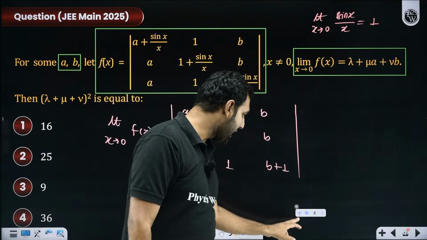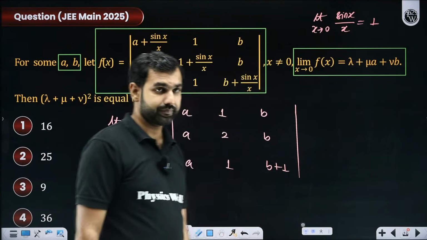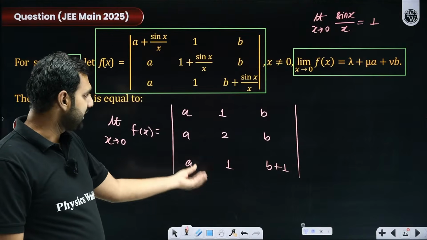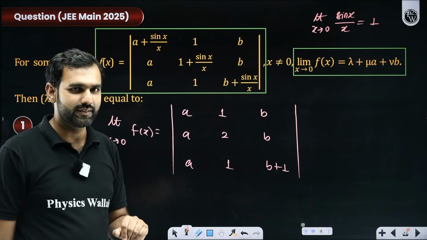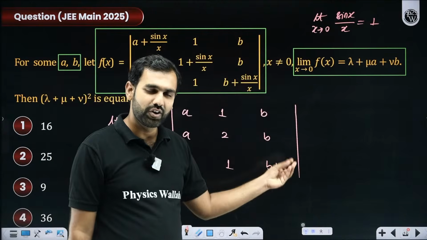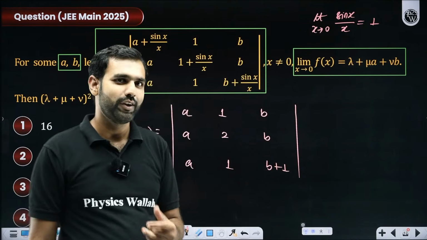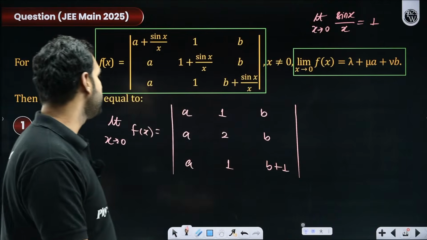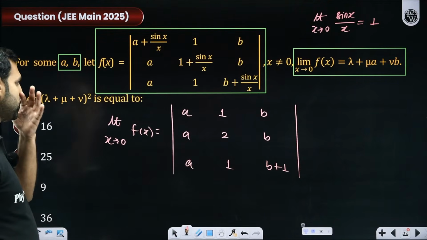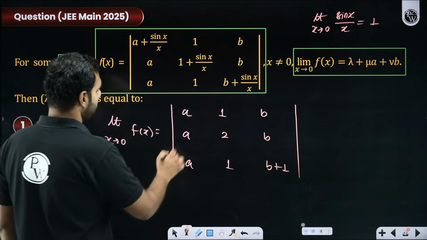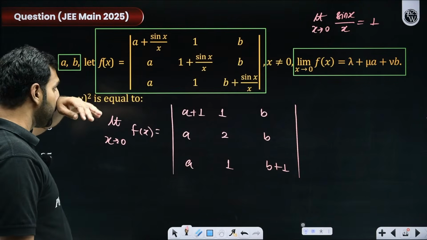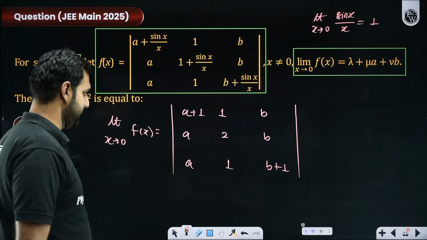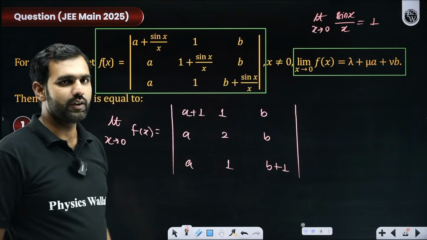Now, if you have gotten this result, the last step you are supposed to perform is to expand this determinant. There are two methods. You use the general standard result of expanding a determinant, or you use the Sarrus rule. Whichever method suits you, you can use that. I'm really sorry, there is a simple correction. It should have been A plus 1, 1, B; A, 2, B; A, 1, B plus 1. So whatever method you want to use.